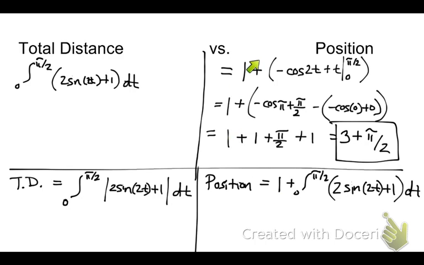So if you go through the same exact steps as we did over here, but instead of adding that extra 1, we just have the integral itself, which is the displacement, we end up getting 2 plus pi over 2. So the answer to this is 2 plus pi over 2. And that would be the total distance traveled.